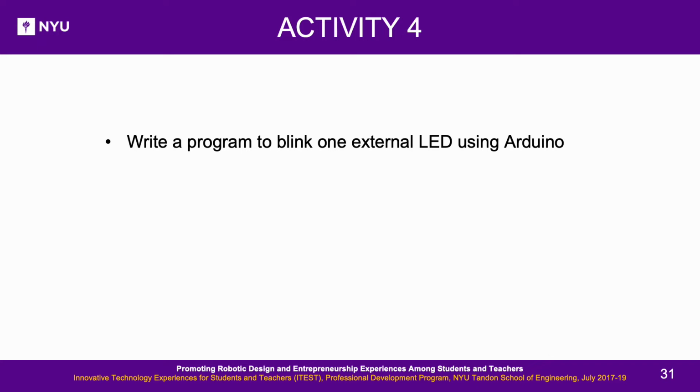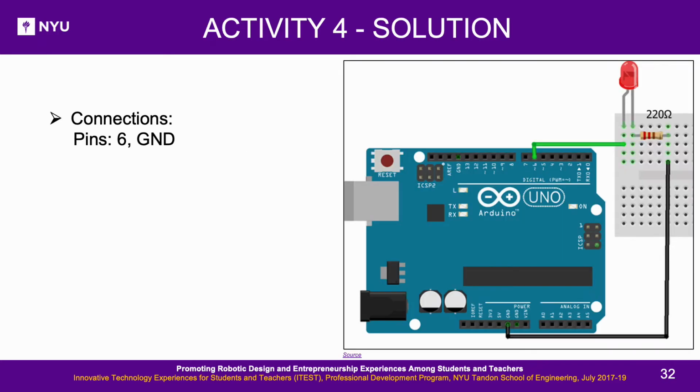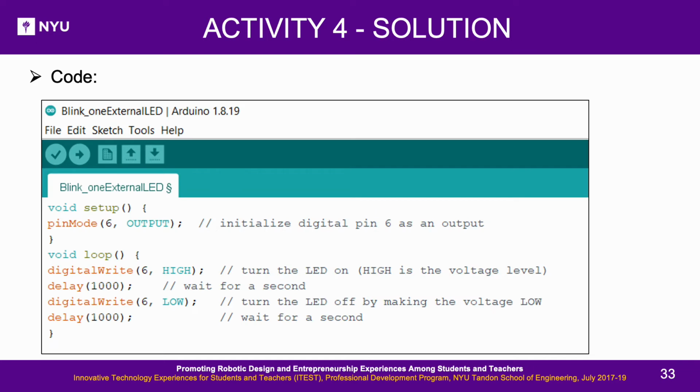The following components are needed to successfully complete the activities ahead: 5 LEDs, Arduino microcontroller board, jumper wires, breadboard, resistors of 220 ohm. Activity 4 solution. Make connections with the LED connected to pin 6 in series with a 220 ohm resistor as shown. The code is as follows.